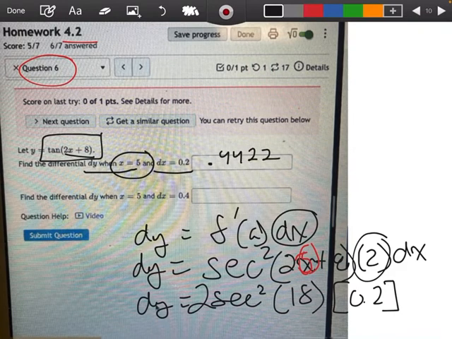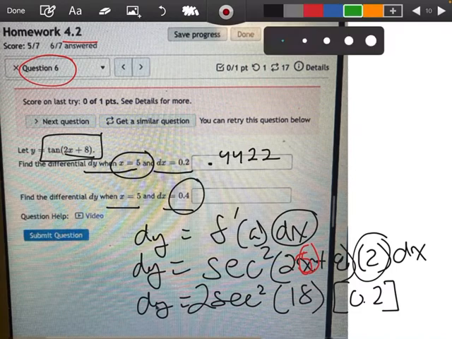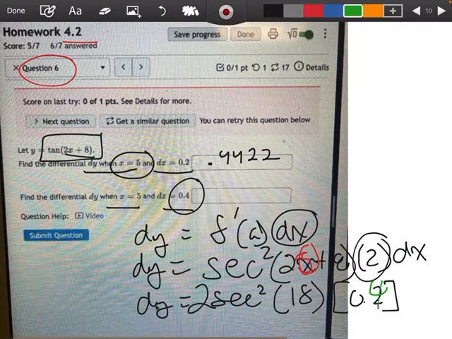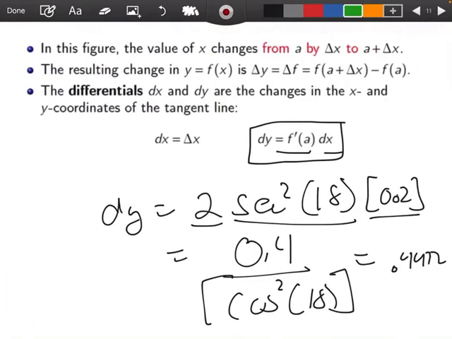For the second part, I'm going to do exactly the same thing. The only thing that changed now, y'all, is that my dx value is 0.4. So I want you to think about that for a second. If I change that to 0.4, I would have 2 times 0.4. That would give me a 0.8, right? So I'd have 0.8 over cosine of 18, squared.